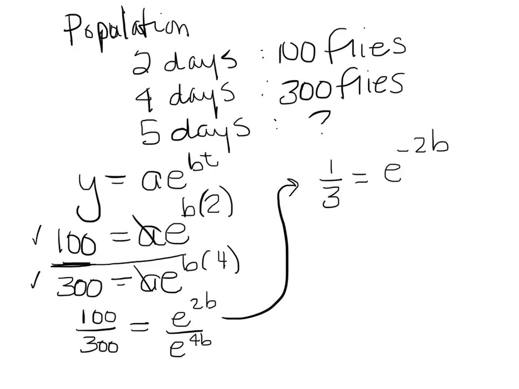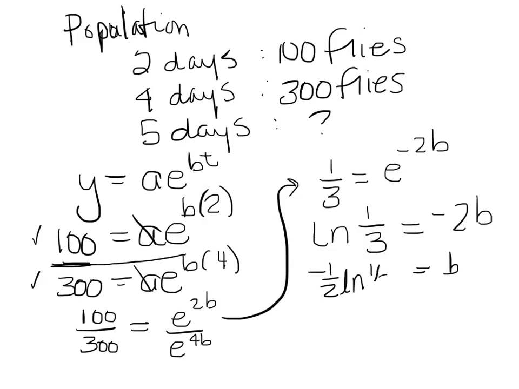So now I have one equation, one unknown, and I can rewrite this. I can take a natural log, and the log of 1/3 will equal, the answer to the log is the exponent, minus 2b. And it's a matter of solving for b at this point. So b is equal to minus a half log 1/3, which I went ahead and did, and I get b is 0.55. So I found b.